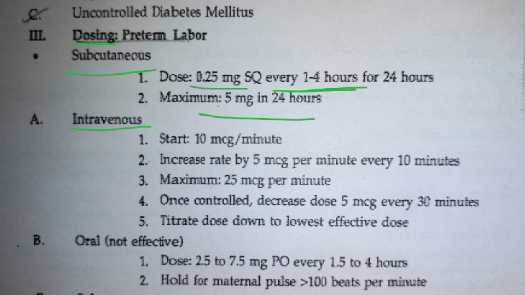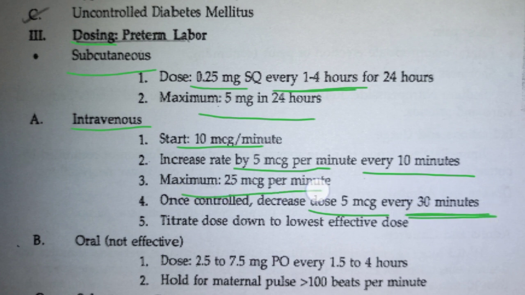In IV we follow the titration method. First we will administer 10 mcg per minute, and then after every 10 minutes we will keep on increasing by 5 mcg. Once we get to know the patient is okay, the patient is getting comfortable, at that time we will start to decrease by 5 mcg for every half an hour. Maximum we should give 25 mcg per minute.